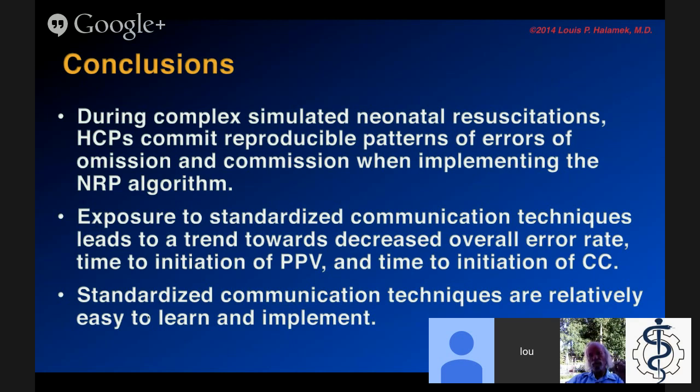And so this study has served as pilot data for the next step in my research career. I hope to conduct a larger study where I actually train teams to use or not use the communication techniques, and to have a bigger sample size so that I can definitively answer the question of whether or not these types of communication techniques would decrease errors during neonatal resuscitations.